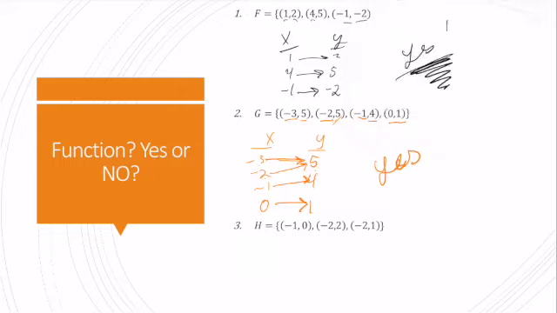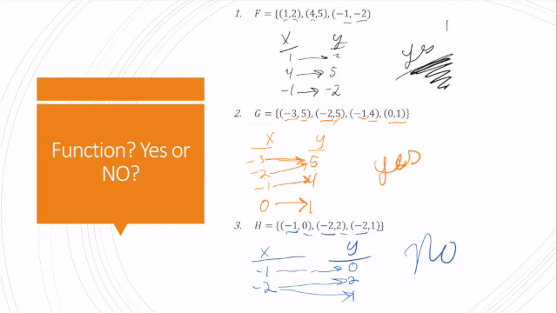Last but certainly not least, let's look at relation H. I have x as negative 1, negative 2, and negative 2. So I'm just going to write negative 2 once. Then I have y as 0, 2, and 1. I have negative 1 going to 0. I have negative 2 going to 2, and I have negative 2 going to 1. Will this vending machine work? No, it's not a function.